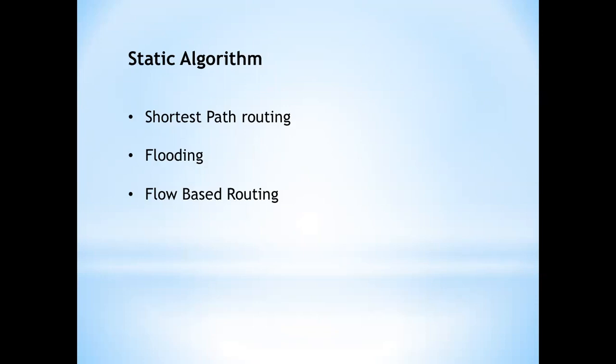Next is flooding. This is another static algorithm. In this algorithm, every incoming packet is sent out on every outgoing line except the line on which it has arrived. That is why the name flooding. Each line except the incoming line is flooded with copies of the same packet. One disadvantage of flooding is that it generates a large number of duplicate packets. In fact, it produces an infinite number of duplicate packets unless we somehow stop the process.